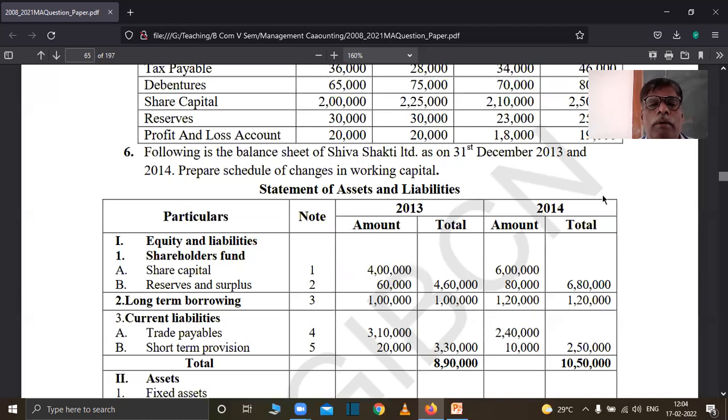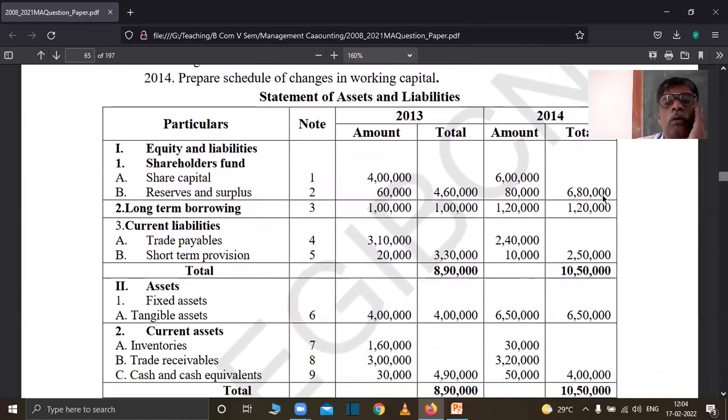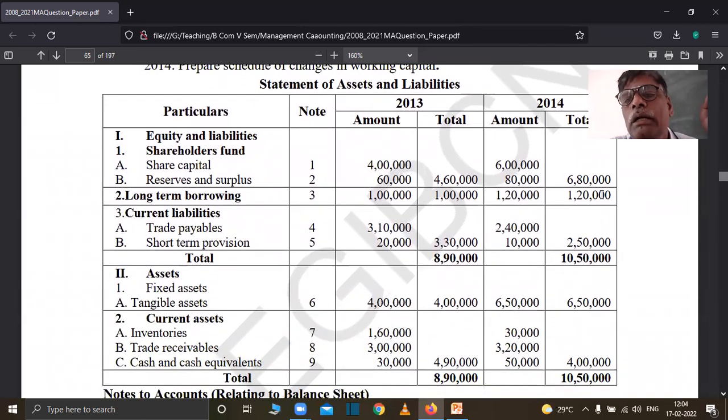Following is the trial balance of Shiv Shakti Limited as on 31st December 2013 and 2014. Prepare schedule of changes in working capital. They asked to prepare schedule of changes in working capital. So for schedule of changes in working capital, our requirement is current asset and current liabilities.